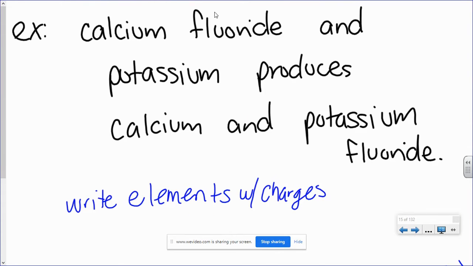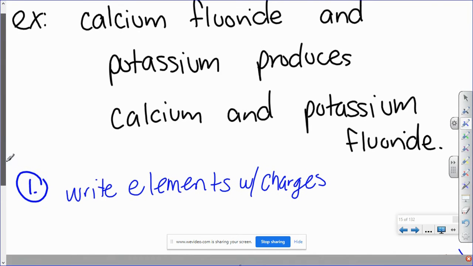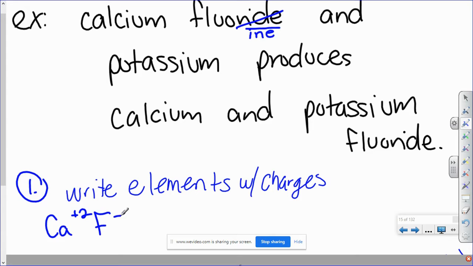So example: calcium fluoride and potassium produce calcium and potassium fluoride. So step 1 is to write their elements with their charges. So calcium I know is Ca, and I would look on my periodic table and it tells me +2. Fluoride, it ends in -ide, but I remember that's the same thing as fluorine. Okay? So that is an F. It has a -1.